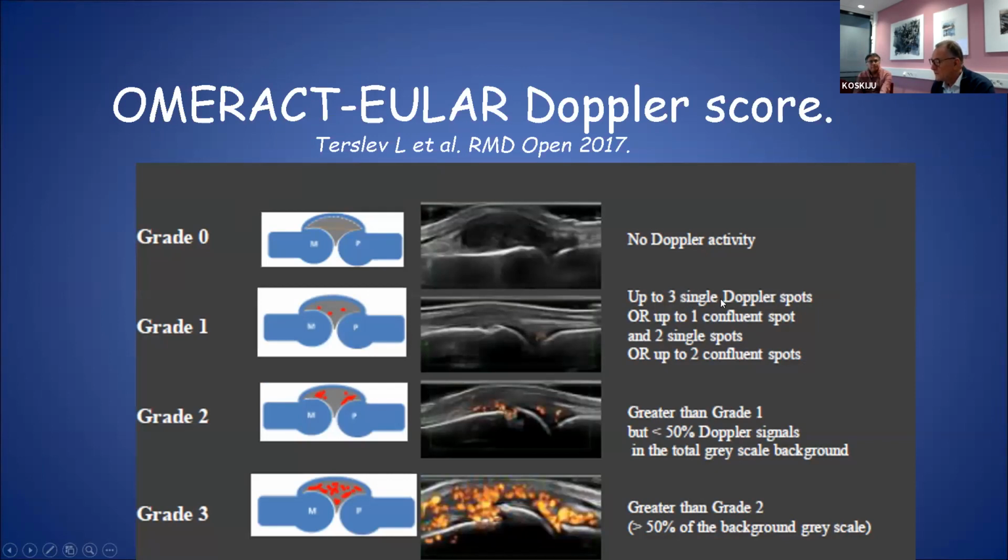So up to 3 single Doppler spots is grade 1, or 1 confluence spot, it is bigger. Then grade 2 is more than 1, but less than 50% of the joint space. Here Doppler is less than 50%. And then grade 3 is more than 50%. So in this case, almost 100% of the joint is filled with Doppler. So it's a 3.